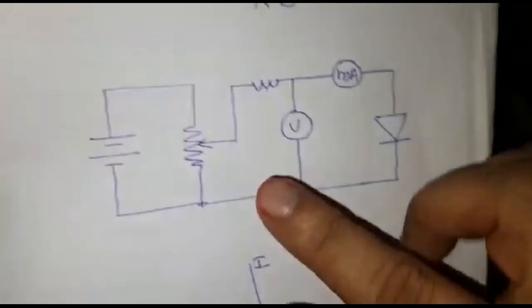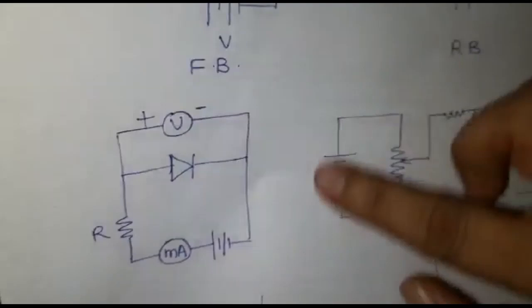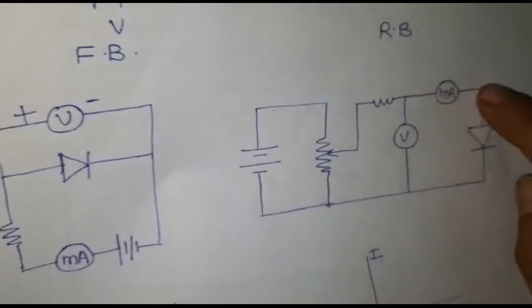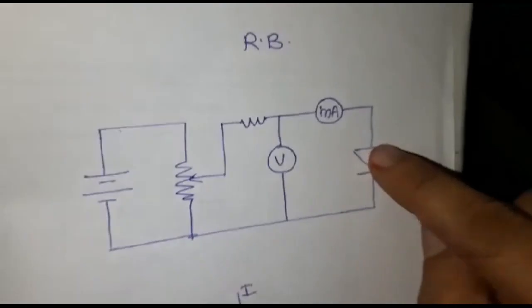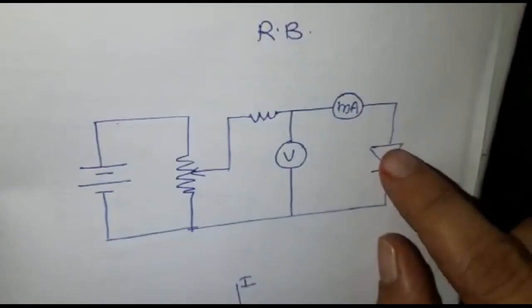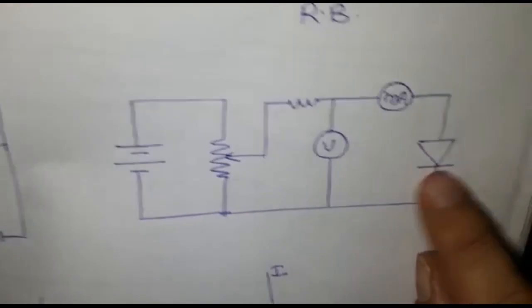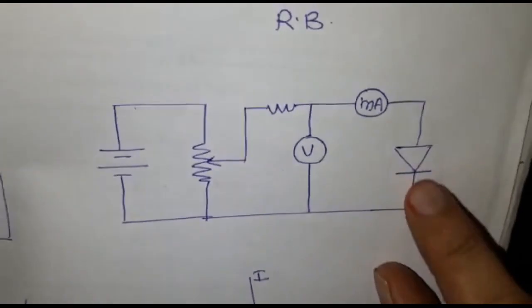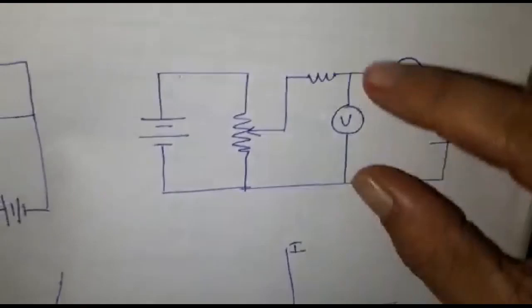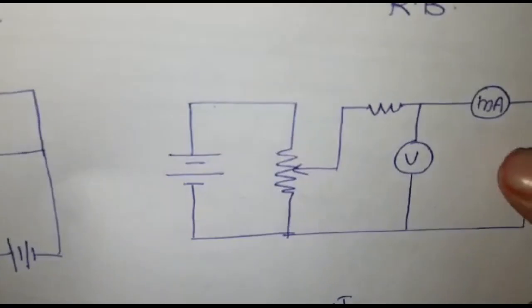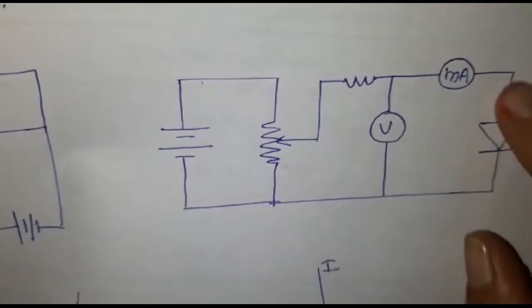This circuit is redrawn in this circuit, and this is the potentiometer. The positive terminal of this battery is connected to the anode, and the negative terminal of the battery is connected to the cathode. Voltage is connected across this diode, and the milliammeter is connected in series with the diode.